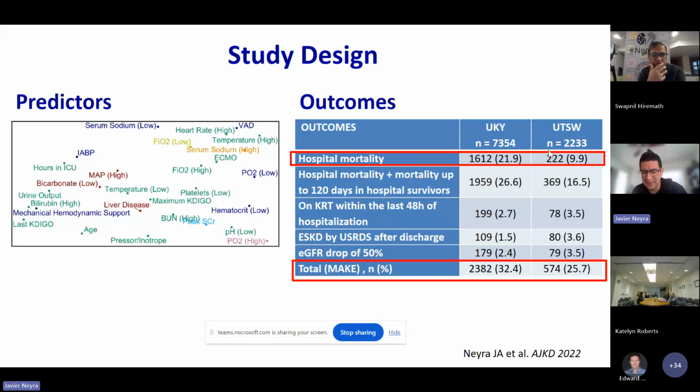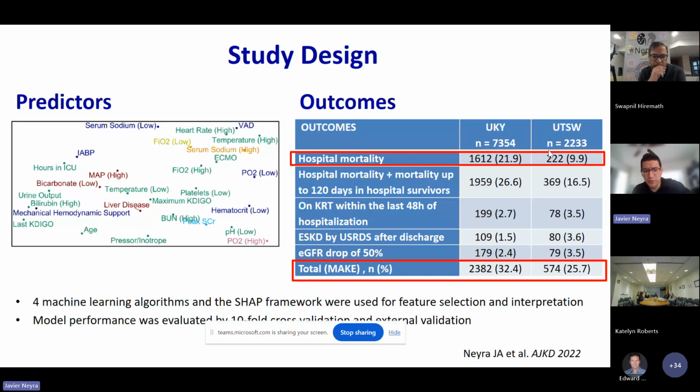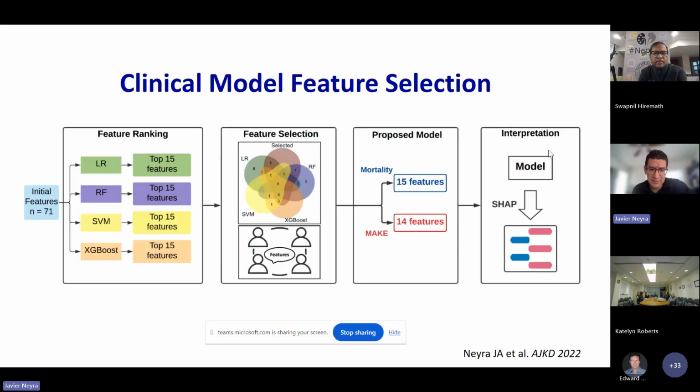So this is very consistent with literature in ICU data sets. We use 4 machine learning algorithms and a SHAP framework to try to interpret the model output, and we evaluated the performance with internal cross-validation, and the Dallas cohort served for external validation of these models. We use different machine learning classifiers, from logistic regression to XGBoost, and the initial input was 71 features that were selected, and then we classified based on these tools the top 15 features.